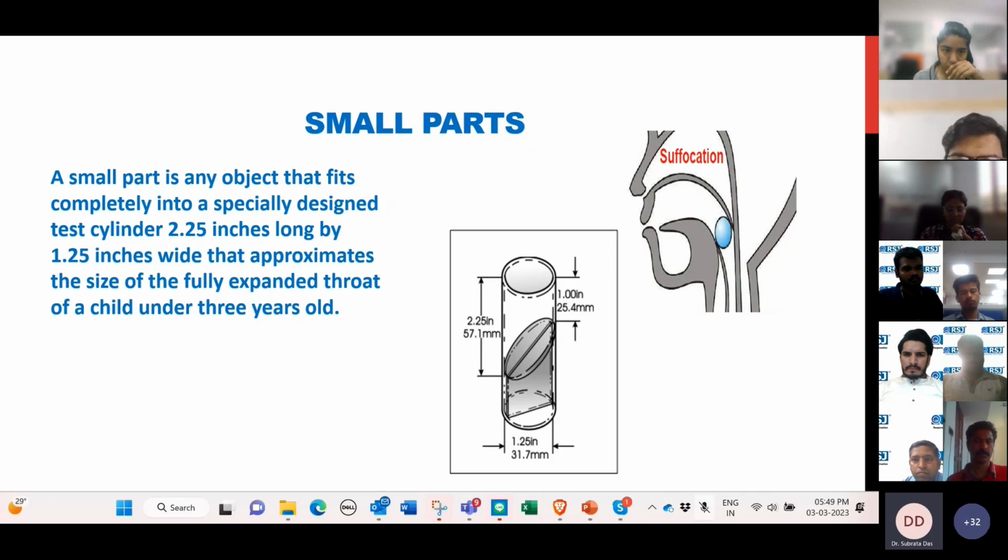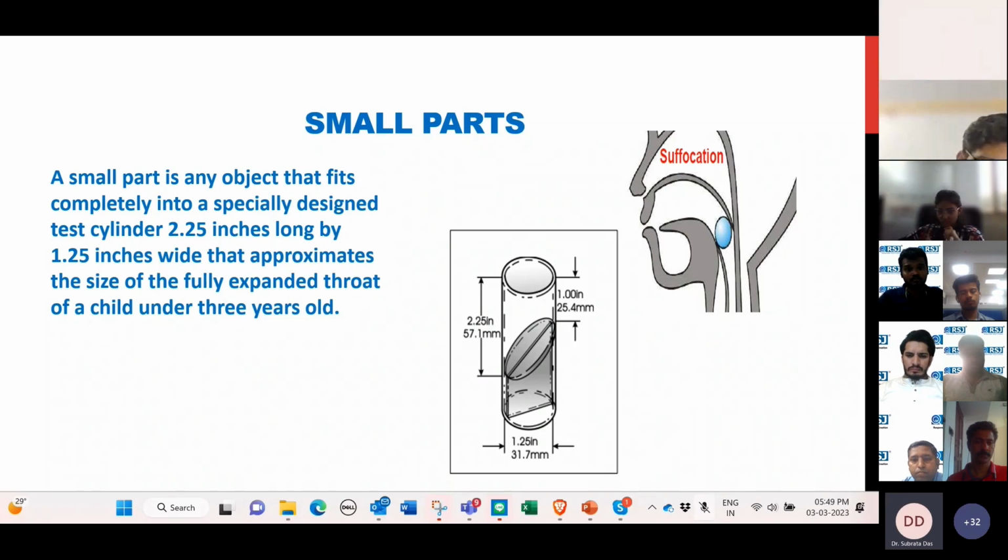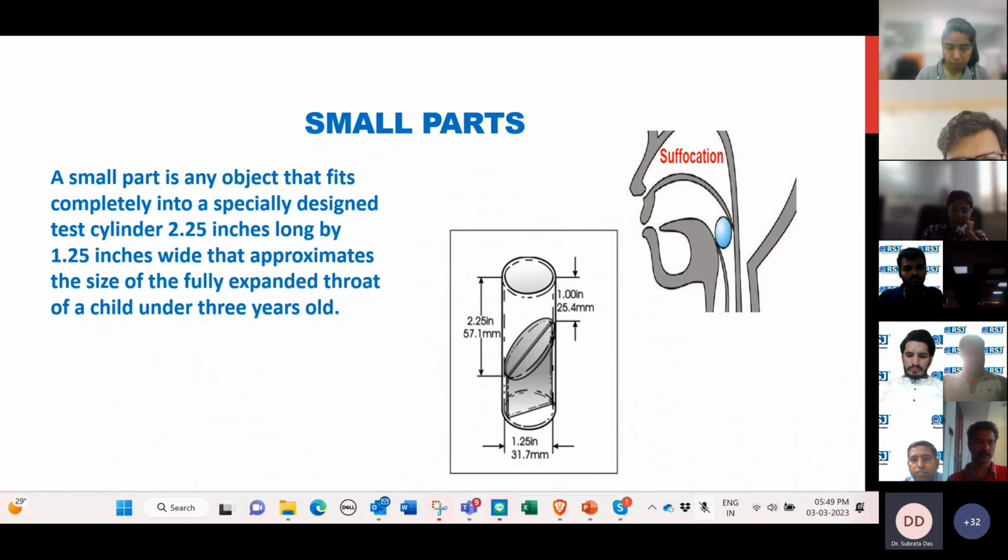So any kind of testing issues which are there in this industry, these are all examples of real life situations. It has been formulated, and then the testing has been developed onto that. So this is all real life situations. That's why throat size and the cylinder size should match exactly. Then only it will become a standard.